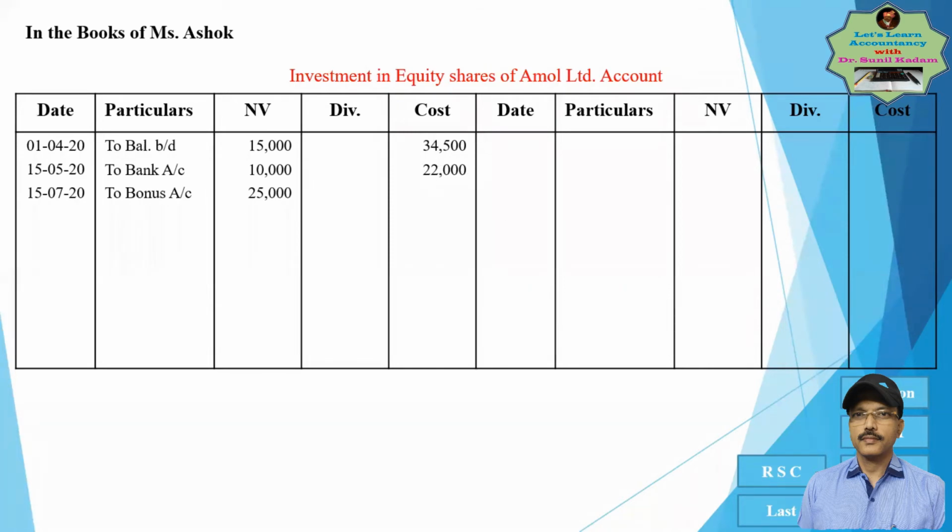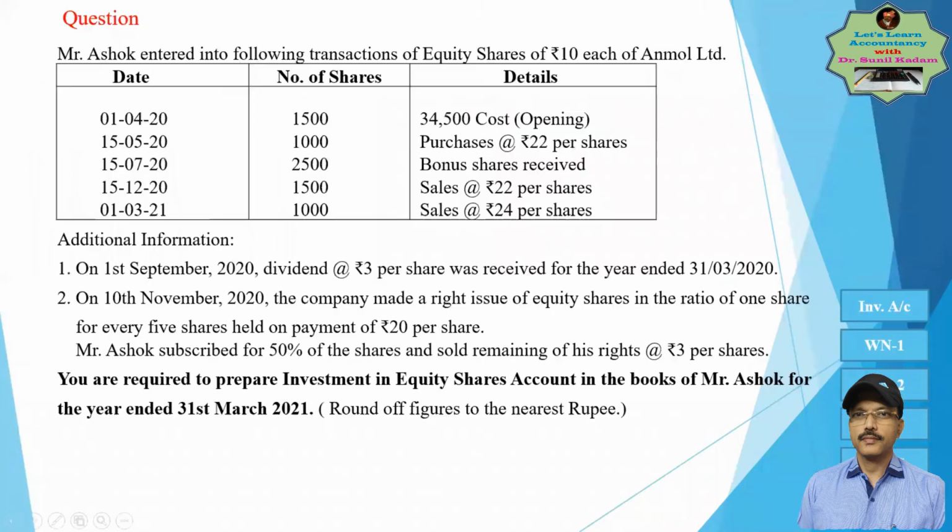Right. So let's check out the next transactions given to us. 15/7 is completed. Prior to the sales on 15th December and 1st March, there are 2 transactions given as additional information. On 1st September 2020, dividend at the rate of 3 per share was received for the year ended 31st March. So the dividend is received on 1st September. When it is received, it will be recorded, so now we have to record it. It is 3 per share.